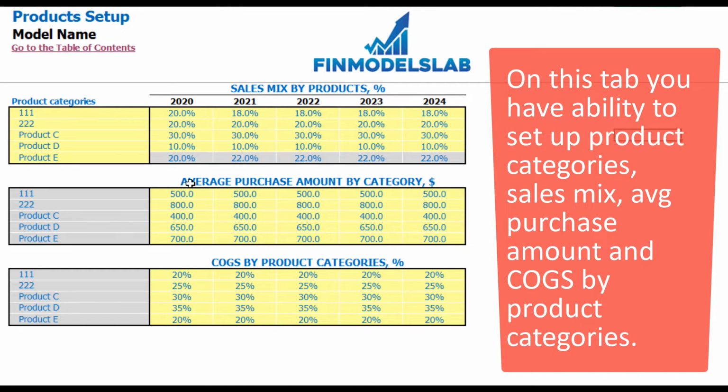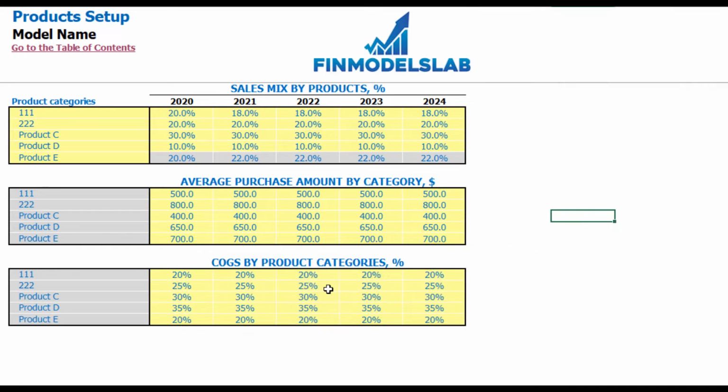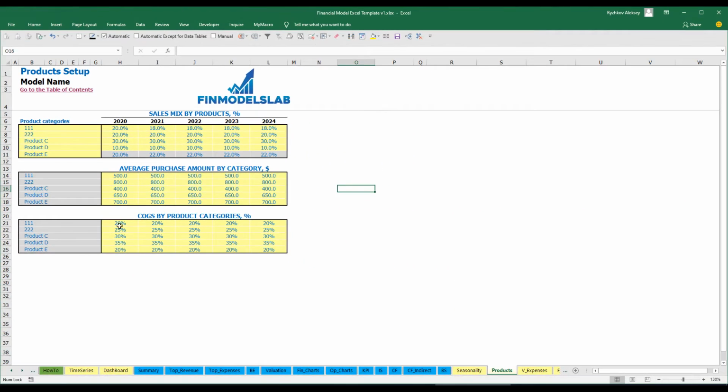If you set the breakdown correctly and the sum of your first 4 categories is less than 100%, then your product E will be everything else until the 100%. So the total always should be 100%, and if you input everything correctly, this will be in gray color. Below you can set up the price for your product in dollars and COGS by product categories, by years, as a percentage of revenue.